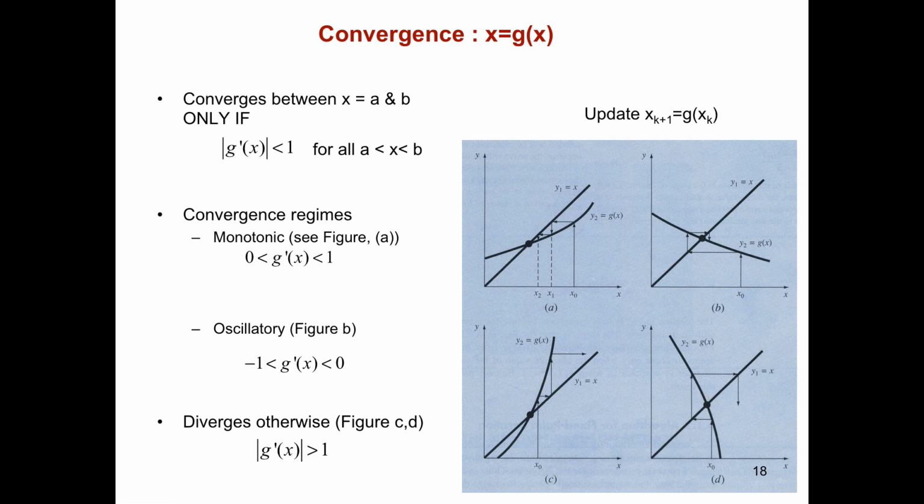And there is a rule: this particular method will converge on the given interval only if the absolute value of g prime of x is less than 1. If it's not, I'm going to spiral outward and I will not find it, even though the root exists somewhere nearby.